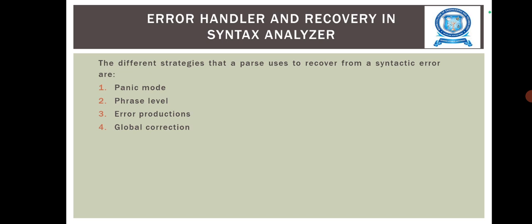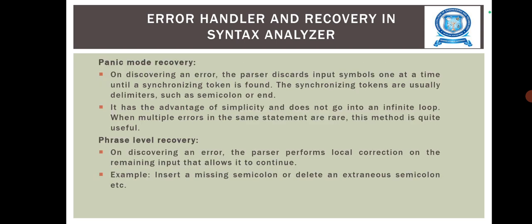Error handler and recovery in syntax analyzer. The different strategies that a parser uses to recover from a syntactic error are panic mode, phrase level, error productions, and global correction. First, we are going to see the panic mode recovery. On discovering an error, the parser discards input symbols one at a time until a synchronizing token is found. The synchronizing tokens are usually delimiters such as semicolon or end. It has the advantage of simplicity and does not go into an infinite loop. When multiple errors in the same statement are rare, this method is quite useful.